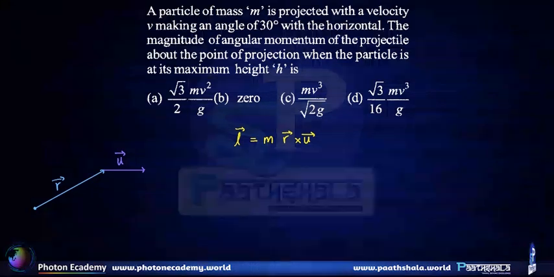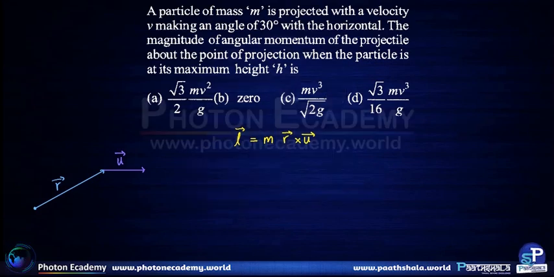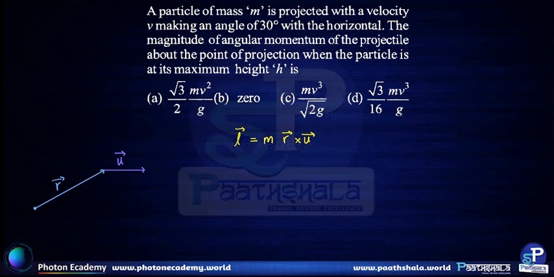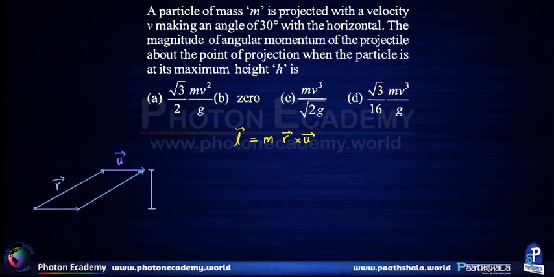vector, and this r cross u can be said to be the area of the parallelogram whose sides are r vector and u vector. So if we complete this parallelogram, what is the area of this parallelogram? It would simply be u times the height, which is this height. And this is the same as the maximum height attained by the projectile. So let us call this h.